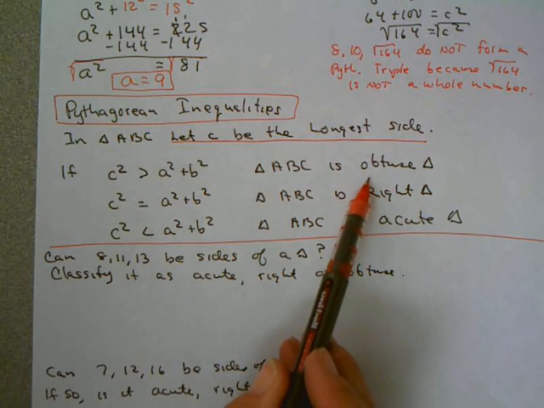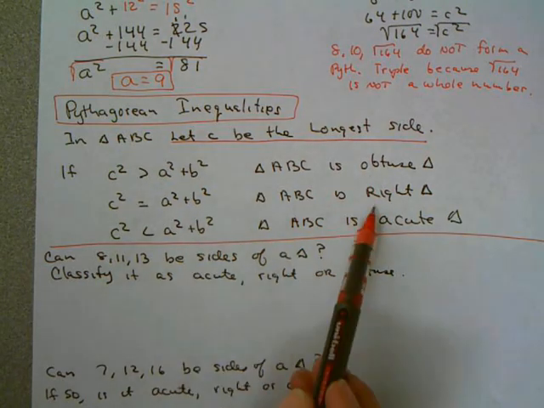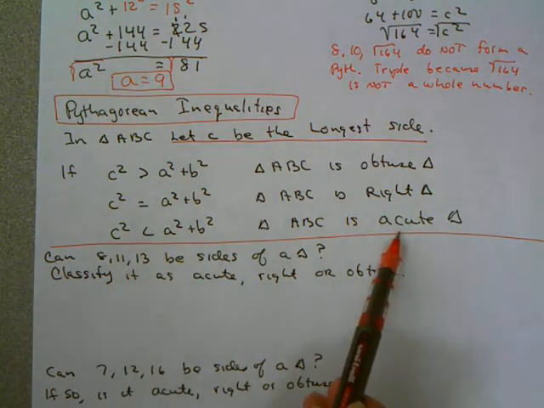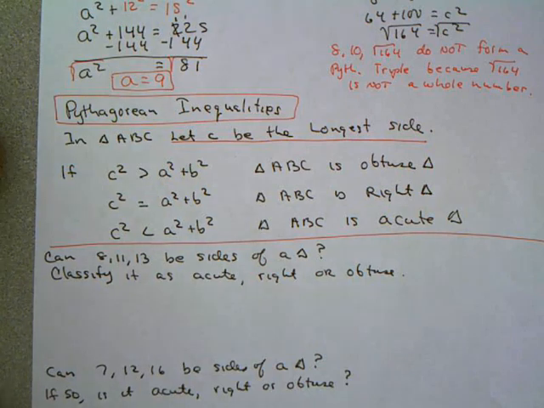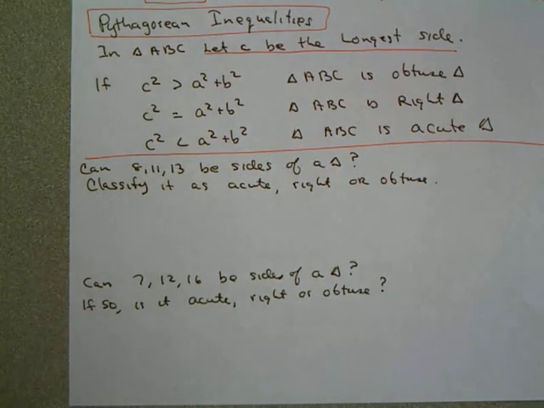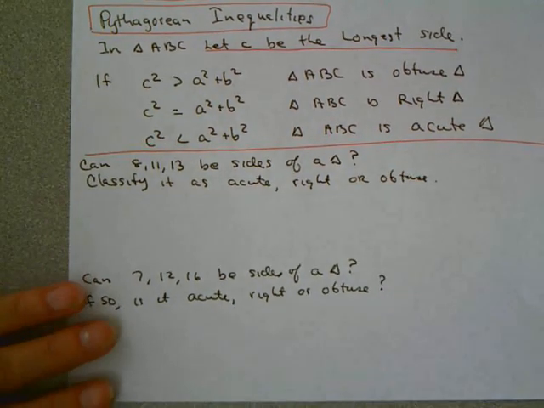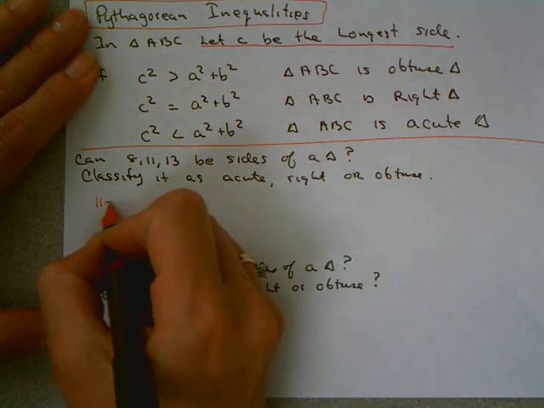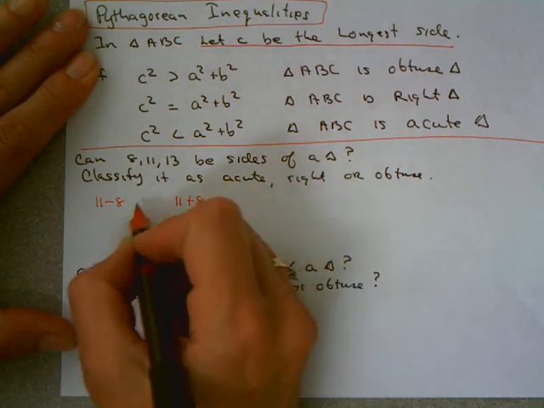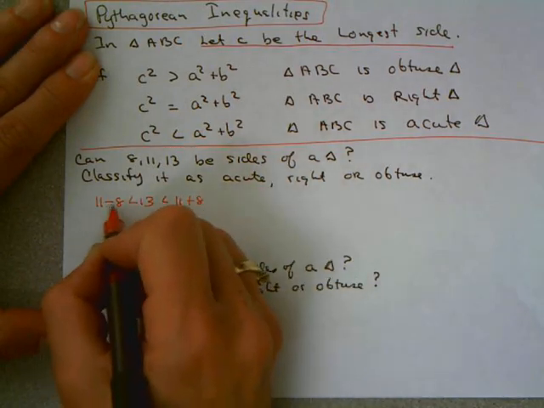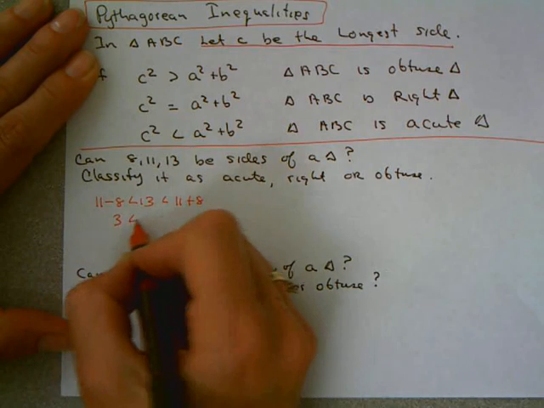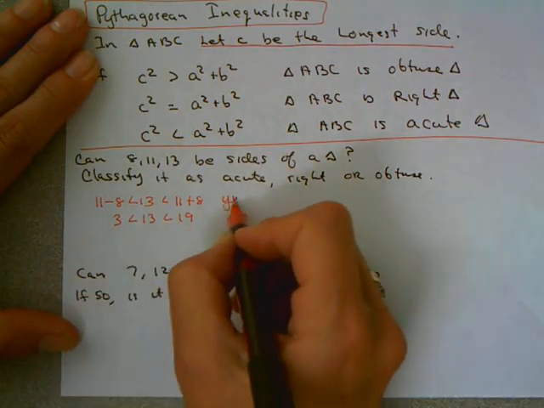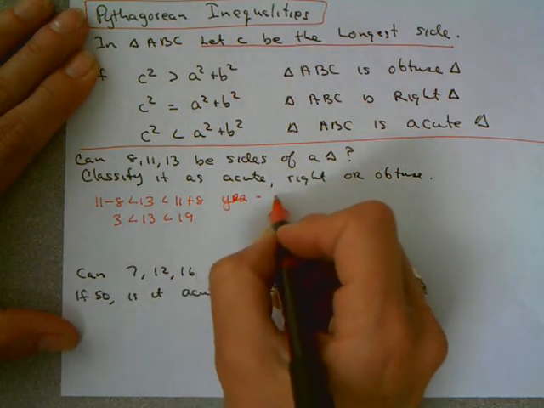And if you look at a squared plus b squared and c squared, as this angle gets larger, notice c gets larger too. So as the angle gets bigger, c squared is going to be bigger. So if the third side squared is greater than a squared plus b squared, you'll have an obtuse triangle. So Pythagorean inequalities: if in the triangle ABC, always, this is key, let c be the longest side. Then if c squared is greater than a squared plus b squared, the triangle's obtuse. If it equals a squared plus b squared, it's a right triangle. And if c squared is less than a squared plus b squared, it's an acute triangle.